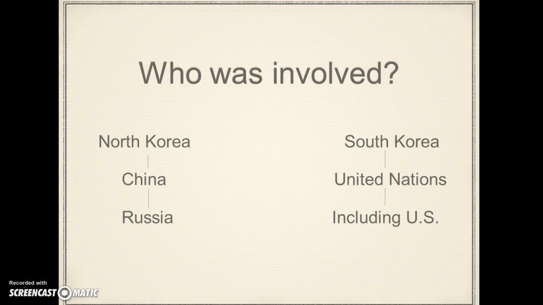They're all communist state nations, and they're all attacking South Korea, and the United Nations come to back up South Korea, and the U.S. kind of felt obligated to go and help, and they did, because at the time they were fighting Russia in the Cold War, which actually made it really interesting.